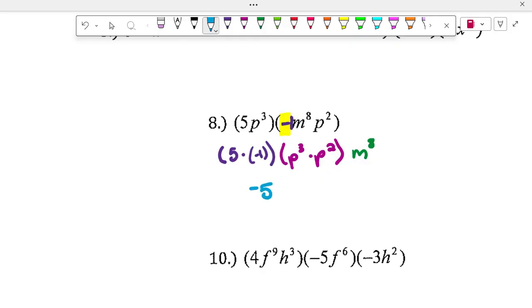What do I do with these exponents? Add them, so it'd be p to the what? 5th, and then I bring down n to the 8th. And that's it. Now, if you put the n to the 8th first, it's whatever, because again, multiplication is commutative. The biggest rule of thumb is just make sure the big numbers are put in the front. That's really the only rule of thumb.